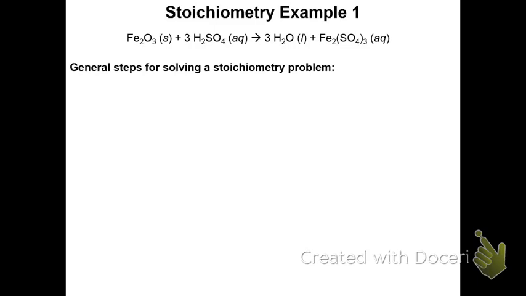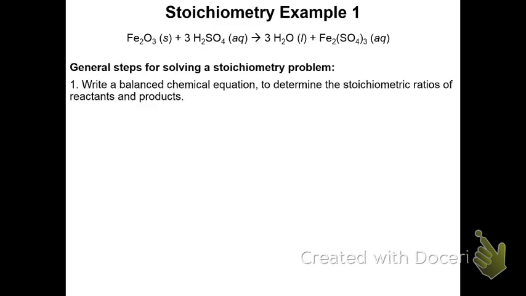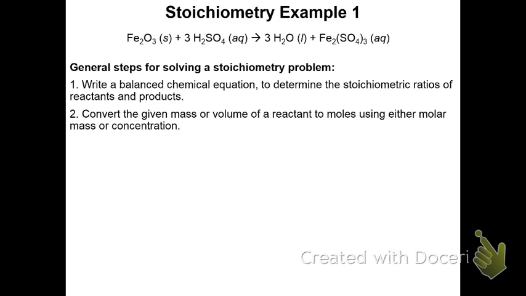So in general, the steps that we want to use when solving a stoichiometry problem: first, we want to make sure we have a balanced chemical equation, because all of the calculations will be off if the reaction isn't balanced properly. And we use this to determine stoichiometric ratios. And then if you're given a mass or volume of reactant, you always want to convert that to a number of moles. And you do this either using molar mass if you have a mass of compound, or concentration if you're given a volume.